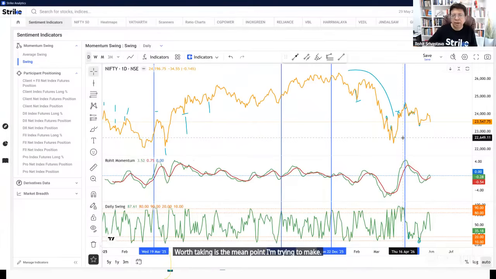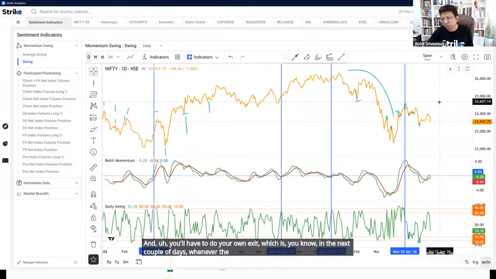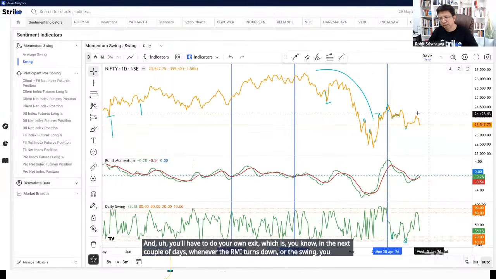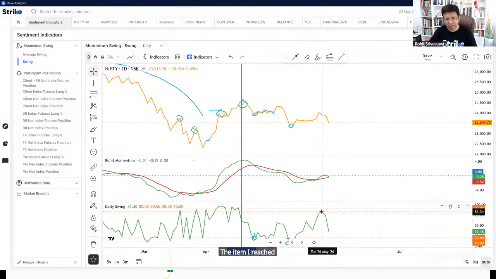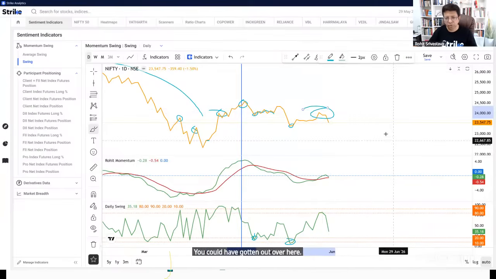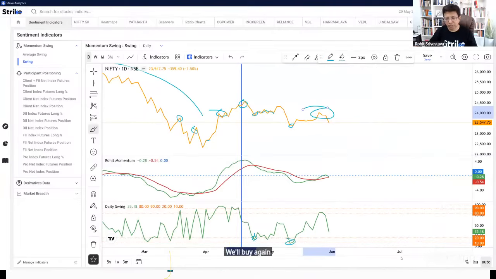And you'll have to do your own exit, which is, in the next couple of days, whenever the RMI turns down or the swing turns down. Like here, for example, if you went long here, the RMI reached 80 plus, our overbought condition, and then turned down. The swing turned down. So the moment it turned down, you could have gotten out over here, on the same methodology, that overbought swing turning down. Let's book some calls. We'll buy again after it dips. You could have done that.